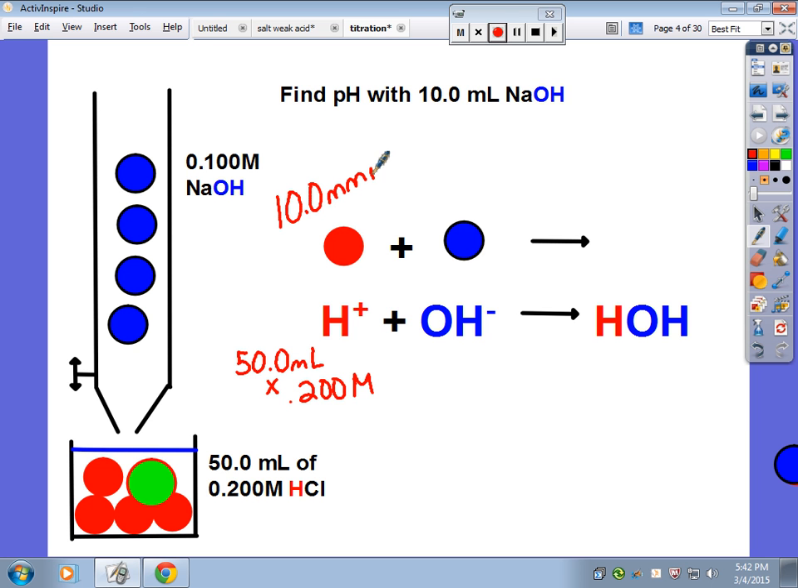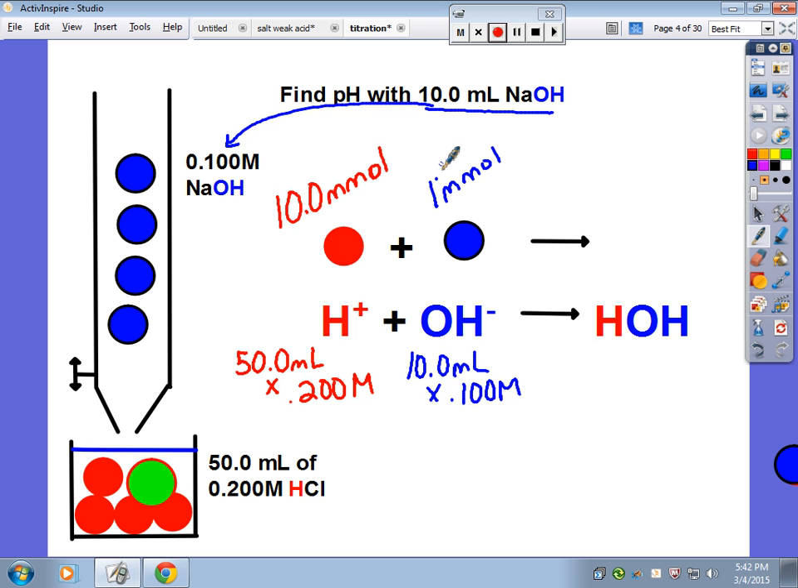So pretend there are 10 little millimole circles down in here. They're red circles. Before I even add anything, that's how many little circles are in there. Now, how about hydroxide? What am I adding? I'm adding 10 milliliters of that much molarity. So 10 milliliters times this molarity. How many circles is that? That's 1 little millimole circle, right?